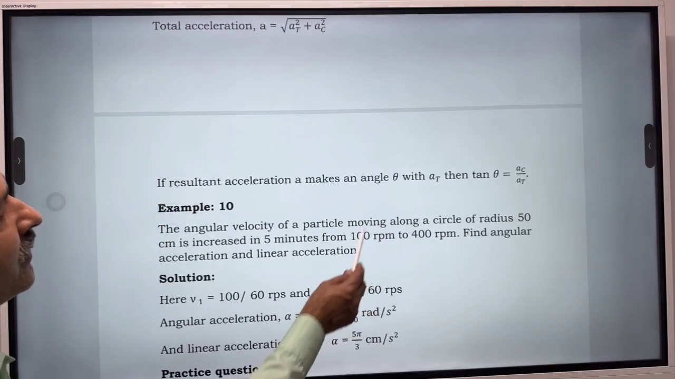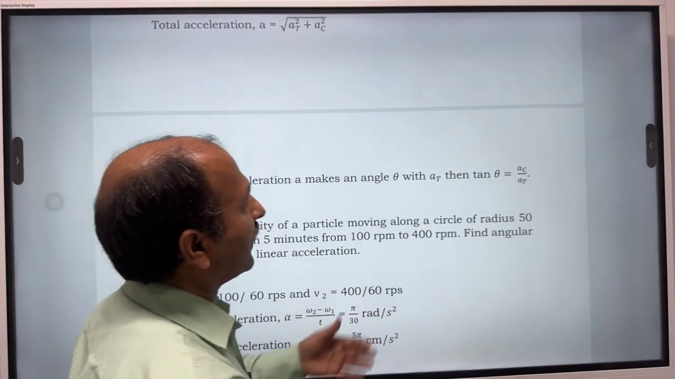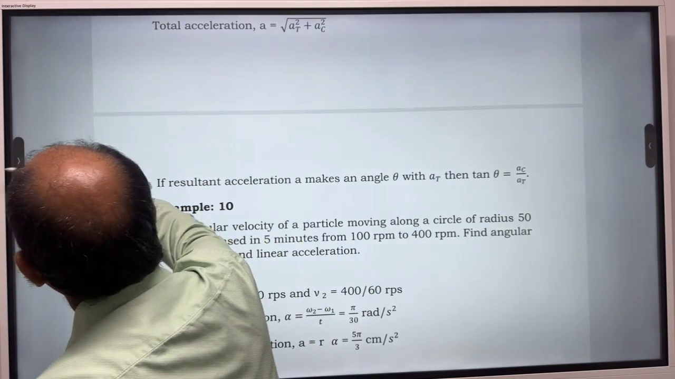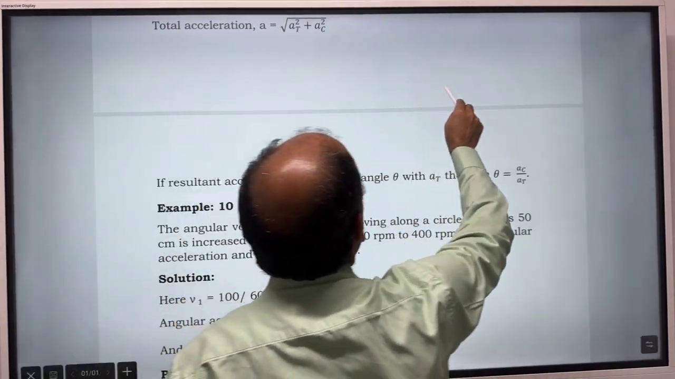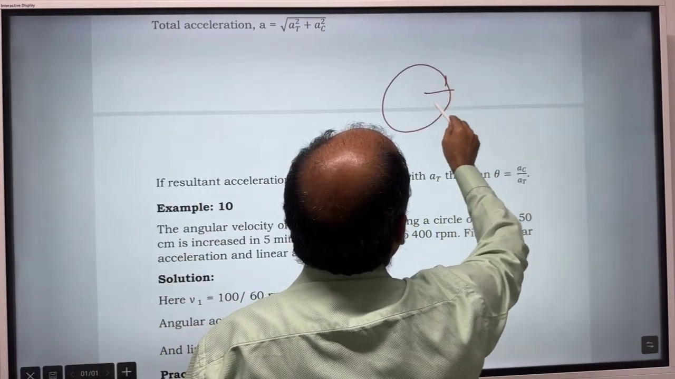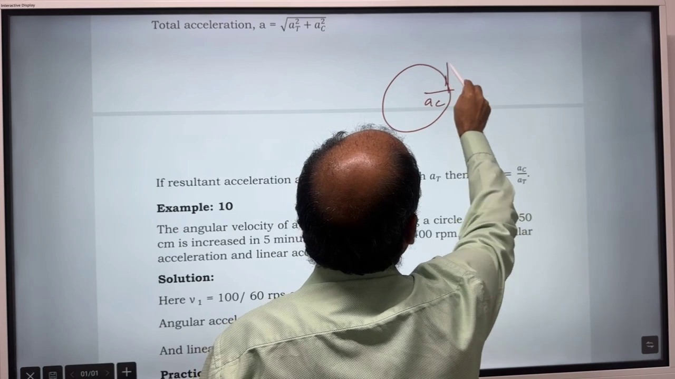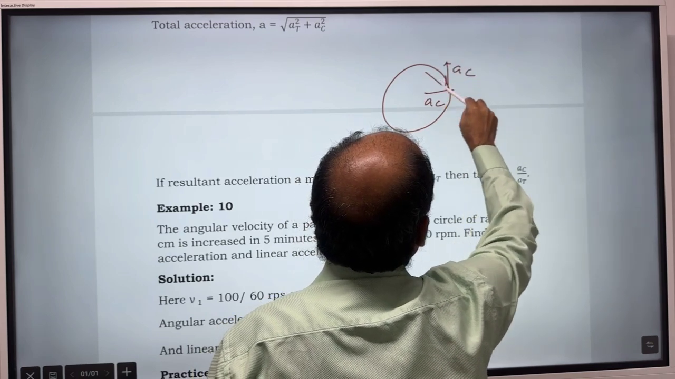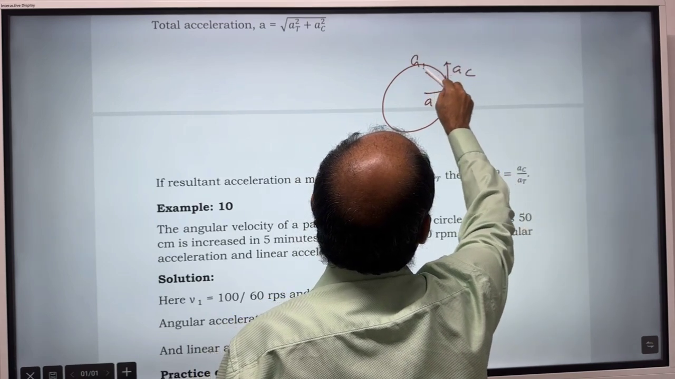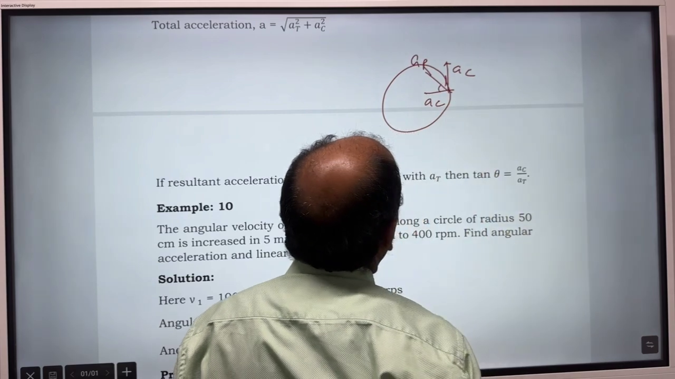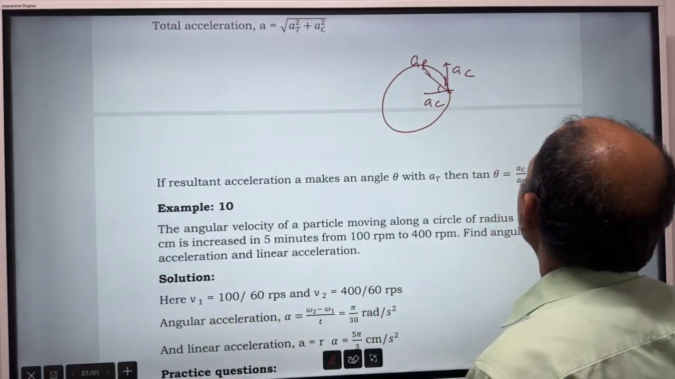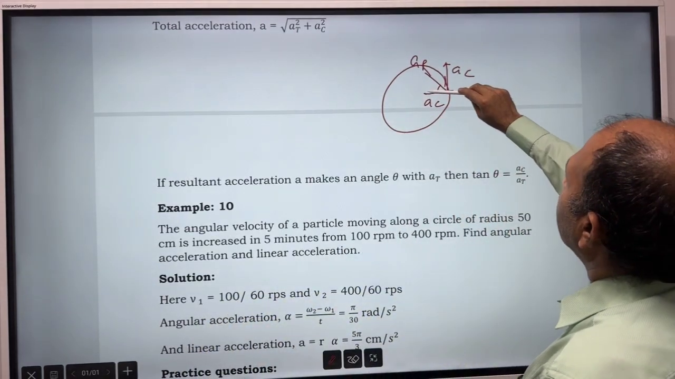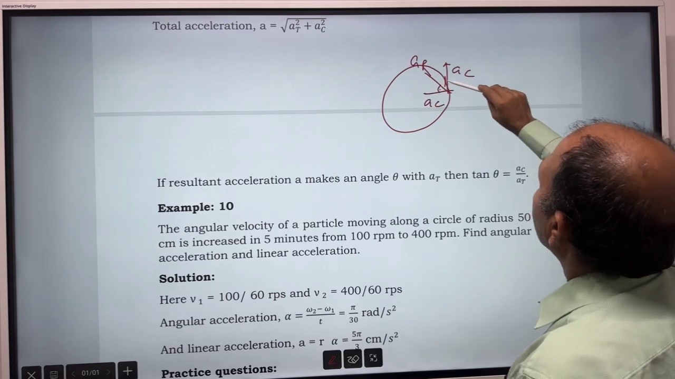So we have got two values, AC and AT, and we know the relation A equal to the square root of AT square plus AC square. So we can evaluate it. And suppose we want to find out the angle. We can find the ratio, as I have shown you, that one is AC, another is AT. The resultant acceleration will be like this, A resultant. Suppose this angle is theta.